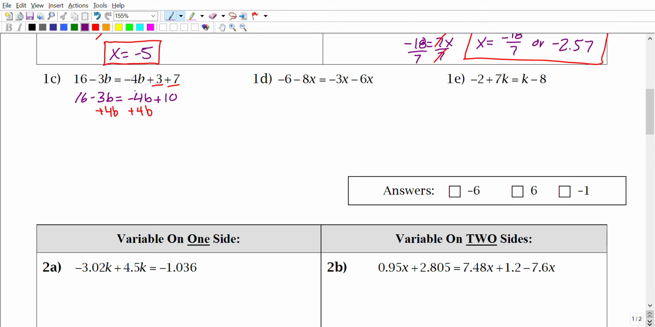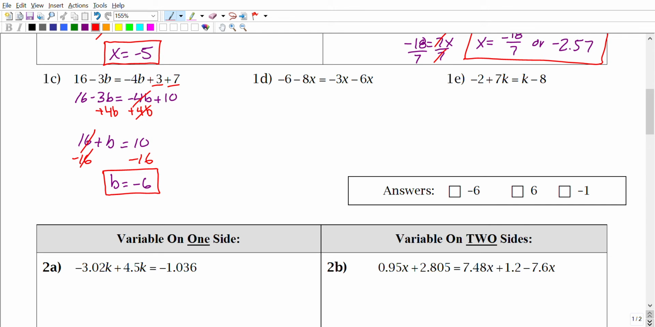Okay, these then cross out. You're left with 16 plus b equals 10. Now notice I didn't write 1b. That's okay because 1b is the same thing as b. Now all we have to do is get rid of that 16. So the opposite of a positive 16 is a negative 16. So we get b equals negative 6.